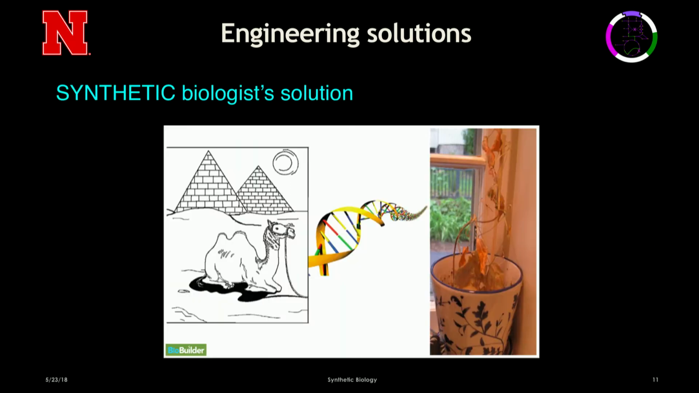Now for a synthetic biologist, it's a different question, right? So how can I make sure that the plant doesn't die? You might want to think, okay, we need to see what's out there, what other biological systems we can hack and put something in this plant so that this doesn't happen.